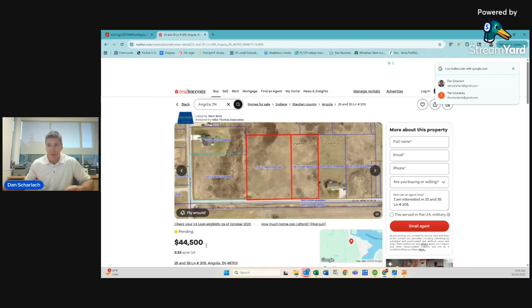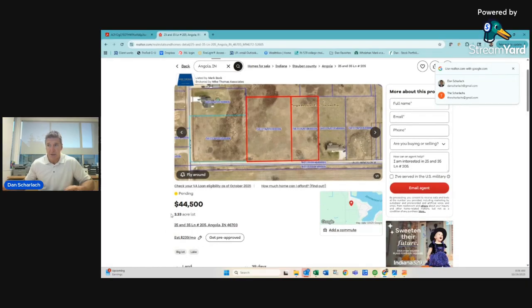So for $44,500, you're getting 3.33 acres, which is a lot, honestly. A lot in my area is somewhere between a quarter acre and an acre. I'd say an acre on the high side. It's really a quarter acre and a half acre. So this being 3.33 acres is a pretty good deal.